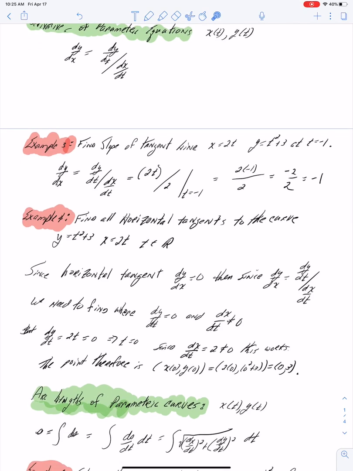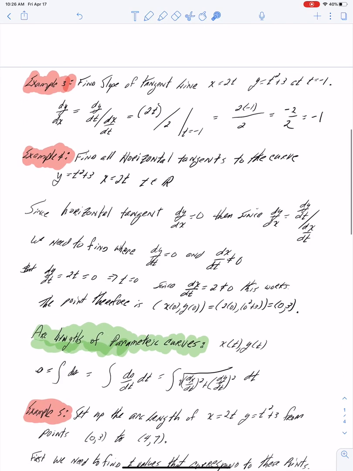I take dy dt, I set it equal to 0. dy dt, like we saw, was 2t. That's equal to 0 precisely when t is 0. And then I also have to verify that dx dt is not 0. Well, what is dx dt in this case? It is just 2. That's never 0. Therefore, I conclude that the only point where I have a horizontal tangent is when t is equal to 0, right? So what's the point?